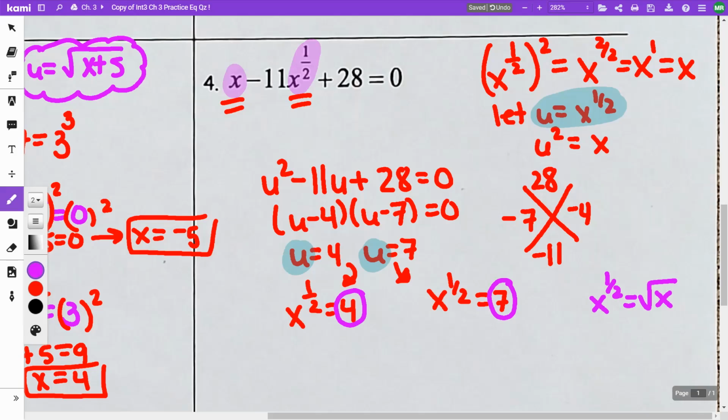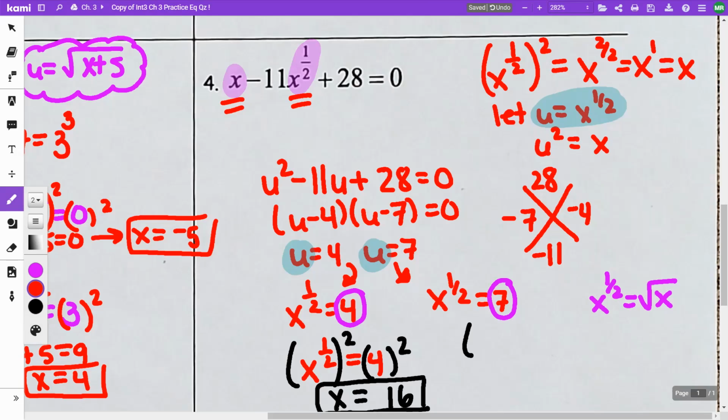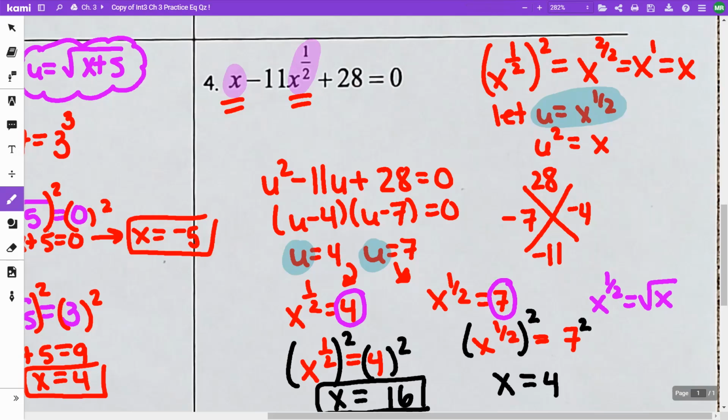They're not. So now to undo anything raised to a power, I can really raise both sides to the reciprocal of that. Well, the reciprocal of 1/2 is 2. So I'm going to get x is equal to 16. That's going to be one answer. Over here, I'm going to take my x to the 1/2 and raise that again to the reciprocal, which is 2, and I'm going to do the same to the other side. So I'm going to get x is equal to 49, and that's my second answer. So make sure you can do these without help.